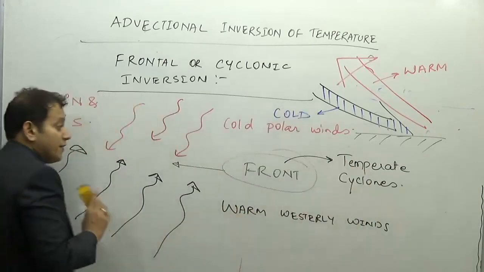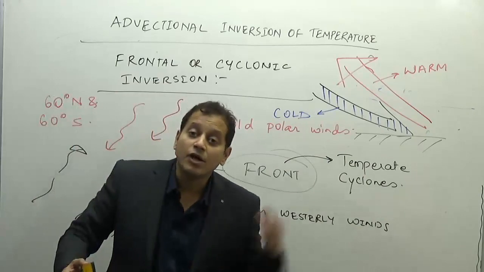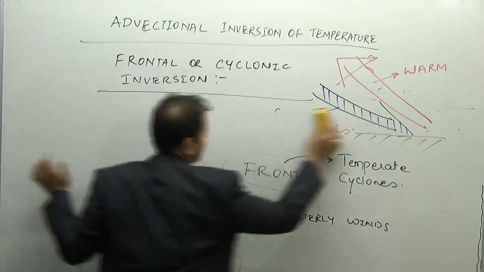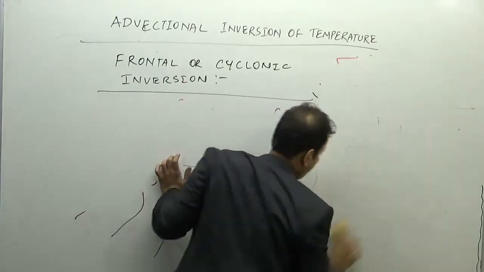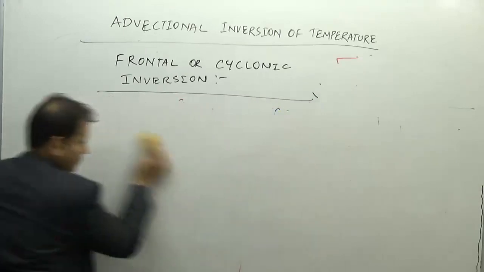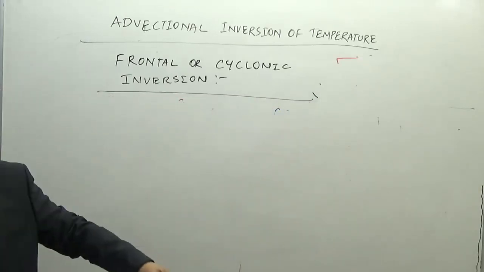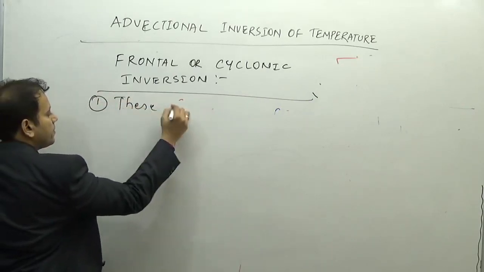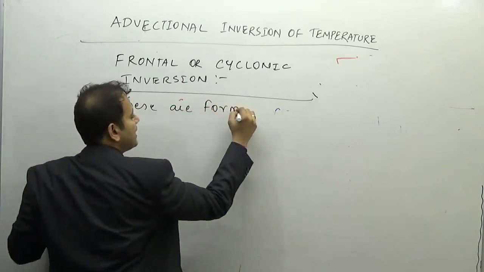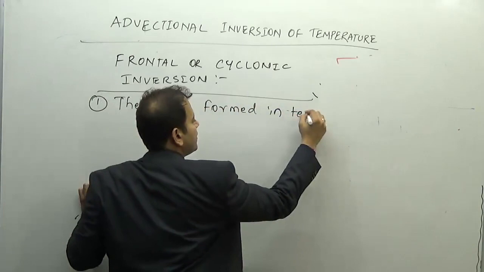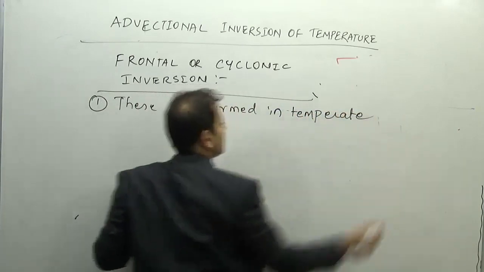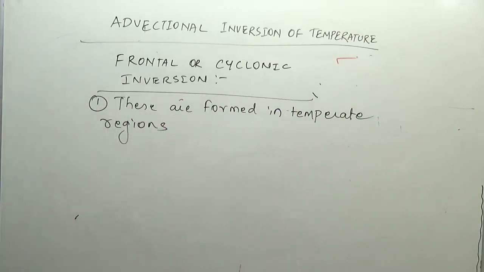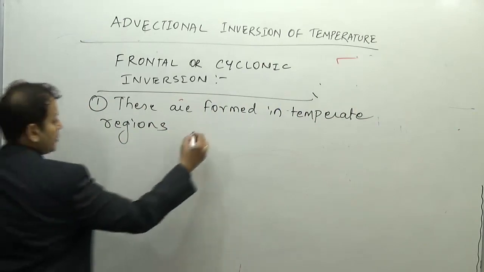So we will write it. If you have not understood, I will again repeat it while doing the cyclones. So what is a frontal or cyclonic inversion? First thing, these are formed in temperate regions. These are formed in the temperate regions due to temperate cyclones.